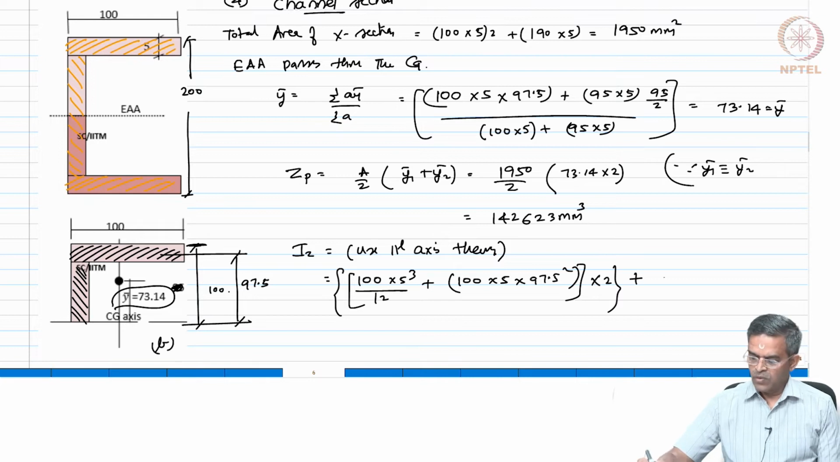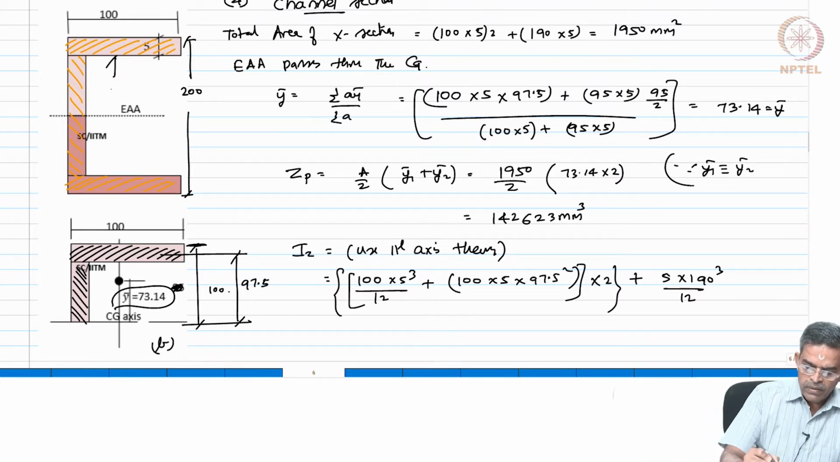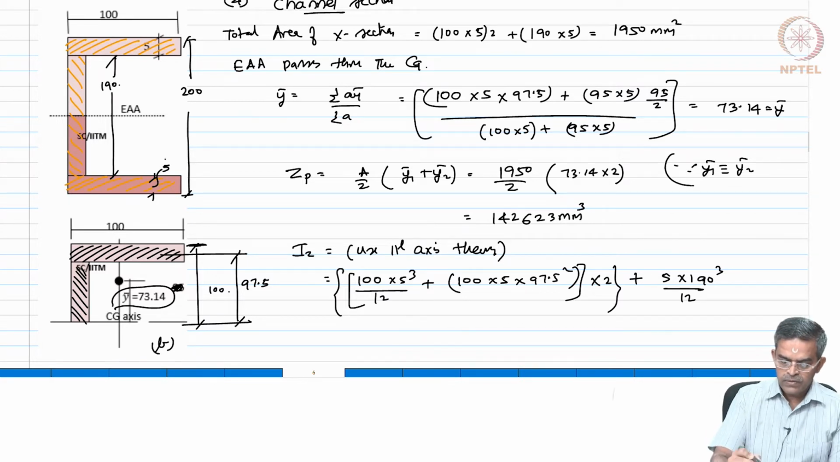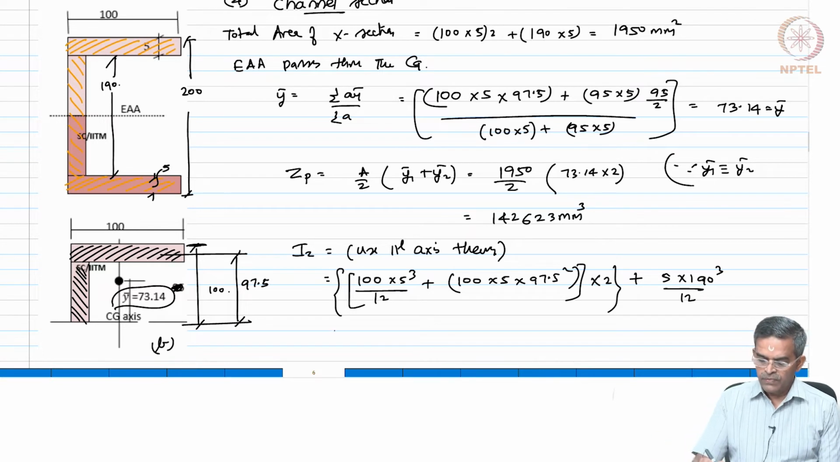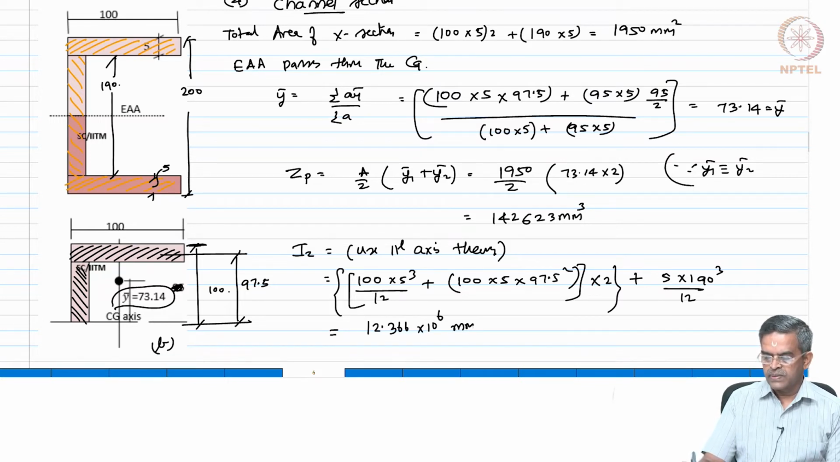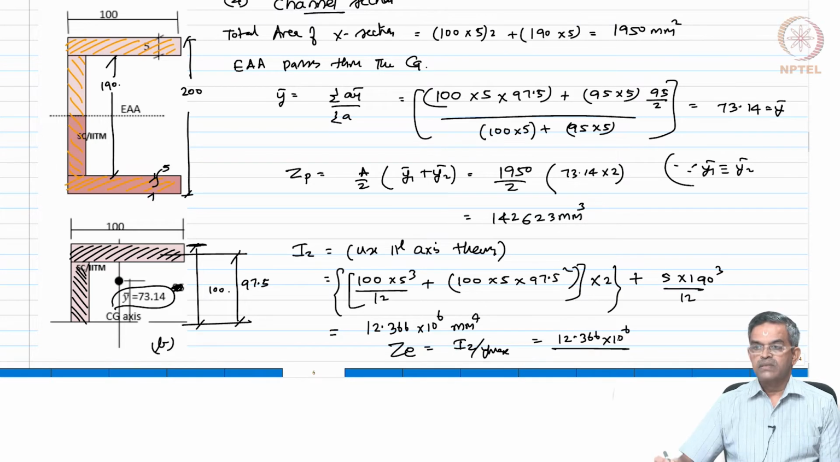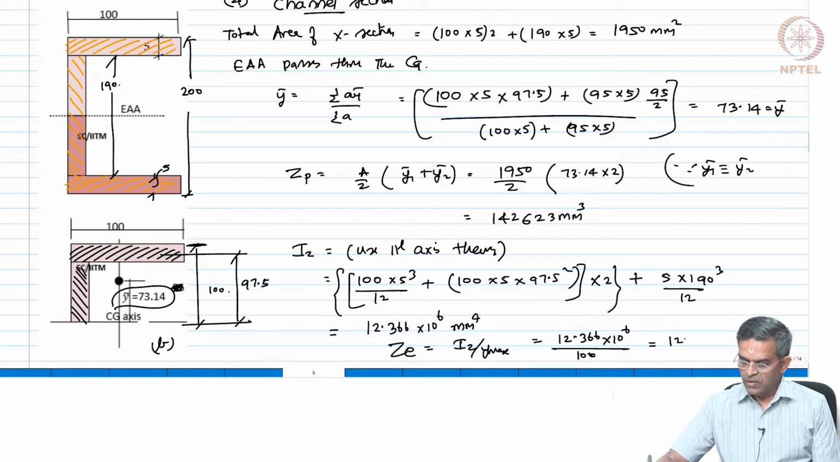Now, for the web it is going to be 5 into 190 cube by 12. You know, if this is 200, this will be 190, am I right? Because the thickness is 5 in both cases. So, if I make the total of Iz, this becomes 12.366 into 10 power 6. I can find Z elastic, which is Iz by Y max, which will be 12.366 into 10 power 6 divided by 100, that is the Y max, the extreme fiber from the neutral axis, which will be 12.366 into 10 power 4 mm3.